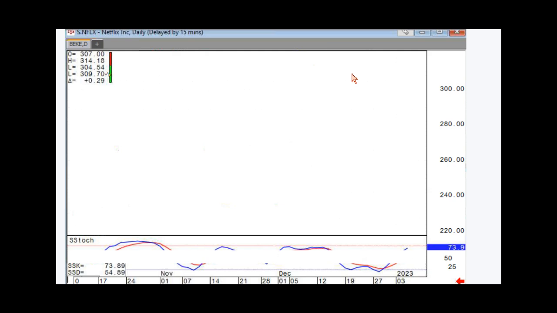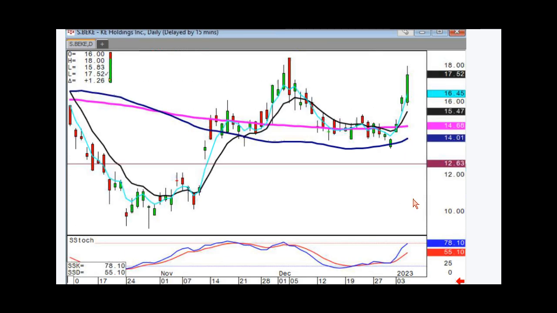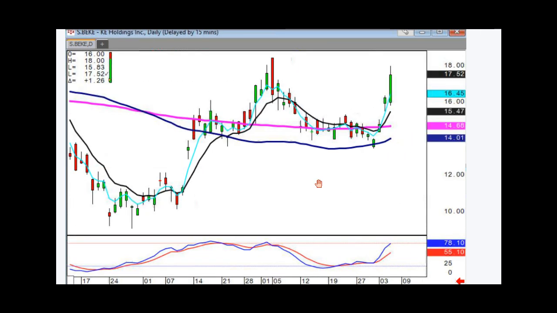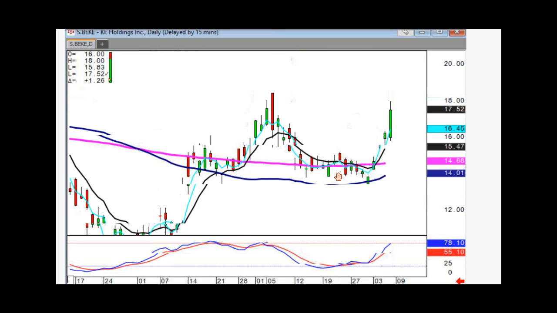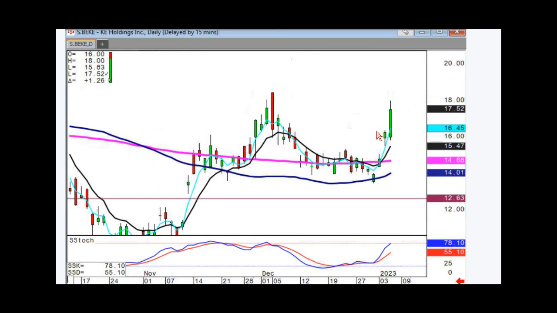Oh, I think it was this one. See the strength of BEKE? It's already had a hefty move, but where could it go to? The top of this channel. So what would be a good way to take advantage of this without a lot of money involved?